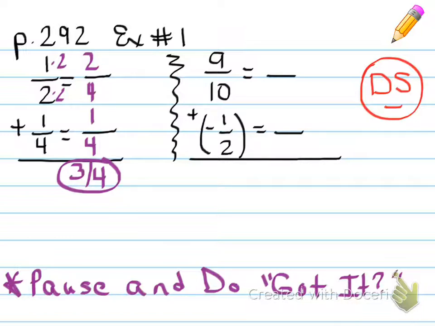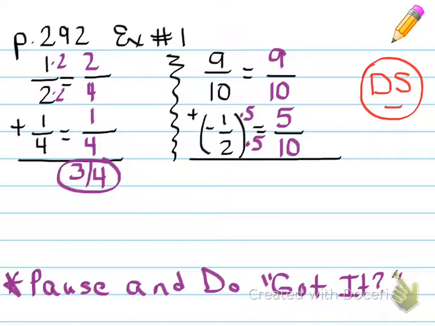Obviously, again, pretty easy because 2 will go into 10 evenly. So I'm going to leave this 9/10. New denominator becomes 10. I've got to multiply by 5, top and bottom, 1/2, obviously 5/10.